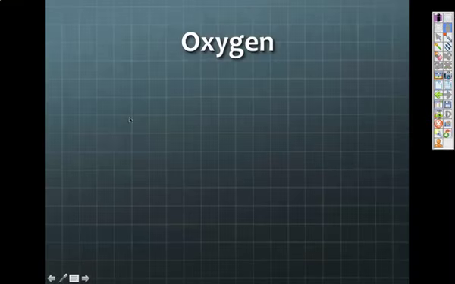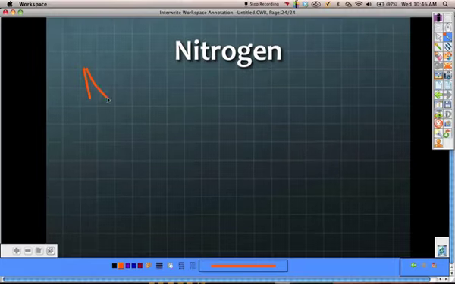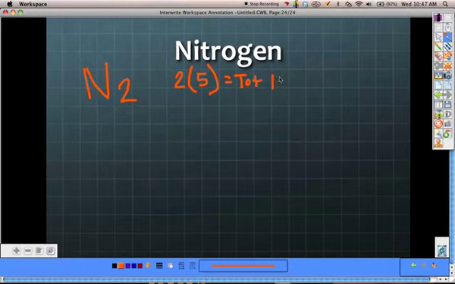Next one. Nitrogen. That's right, isn't it? Yeah, it's diatomic, 2 of them, perfect. So, we have 2 nitrogens. Each nitrogen has 5 valence electrons, so we're looking for a total of 10 electrons.